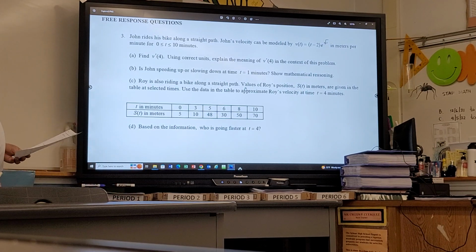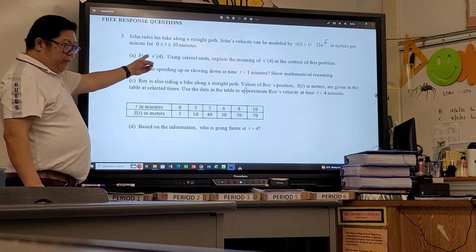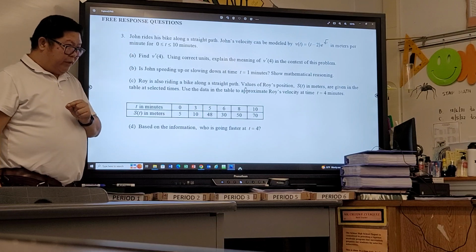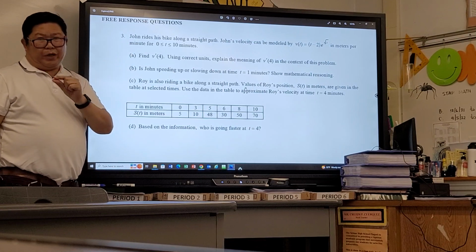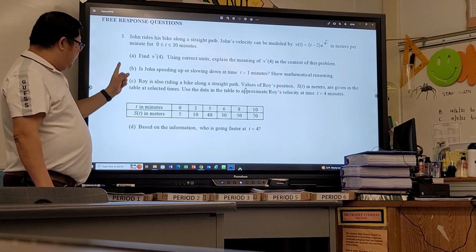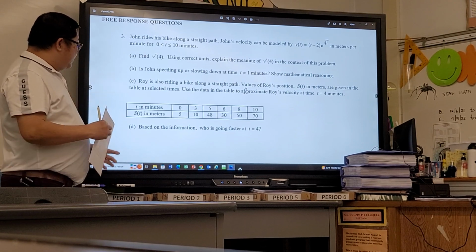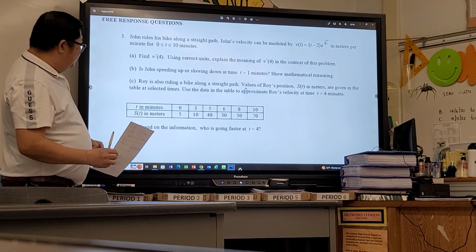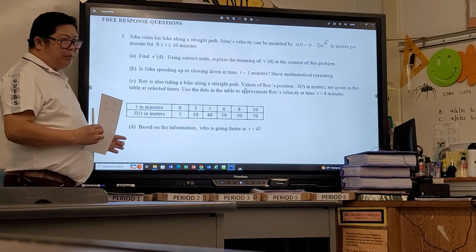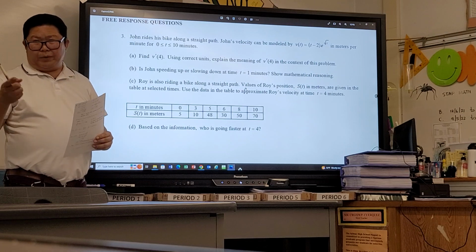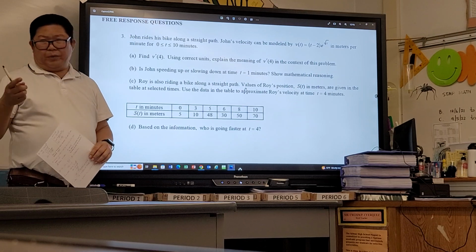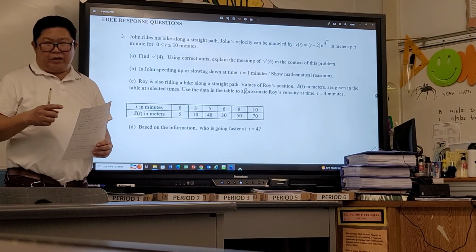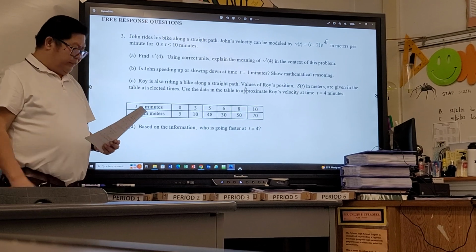Okay, so question A says find V prime. Now V is velocity already, right? So V prime means it's acceleration, and the unit used here is, if velocity has a unit of meters per minute, then V prime should be meters per minute squared. Take note that acceleration is squared.